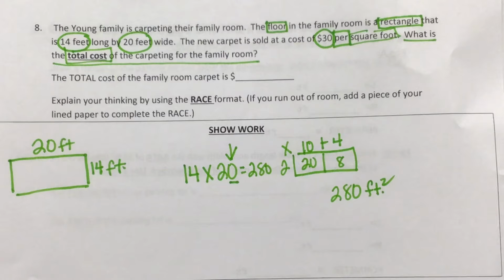Okay, what is my question asking? I know the area of the room, but what do I need to know? Yes. The cost. So now how much is it for 1 square foot of carpet? $30. So if I had 2 square feet of carpet, how much would it be?